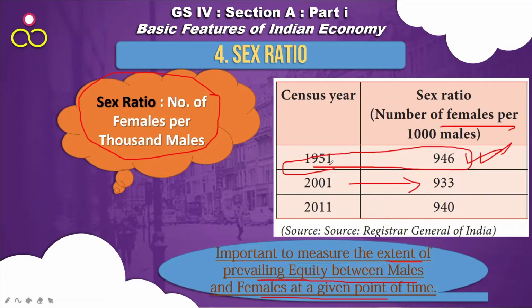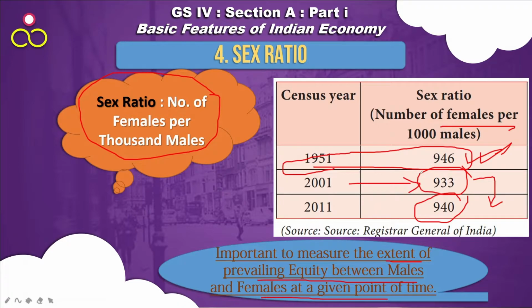1951 is just after independence. From 1947 to 1951 it reduced to 933. क्या हो गया इंडिया में? 933 हो गया. And after that, with various interventions of the government, in 2011 it increased to 940. Still less than what was there in 1951.